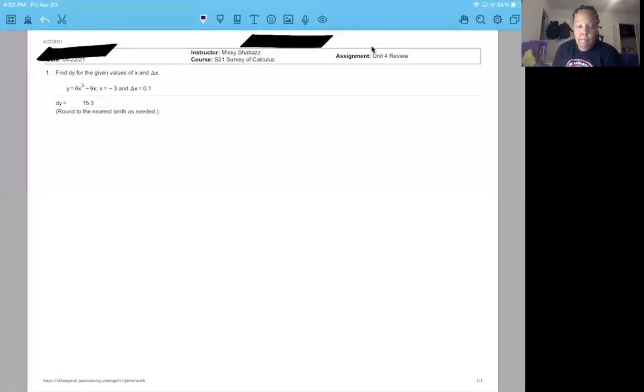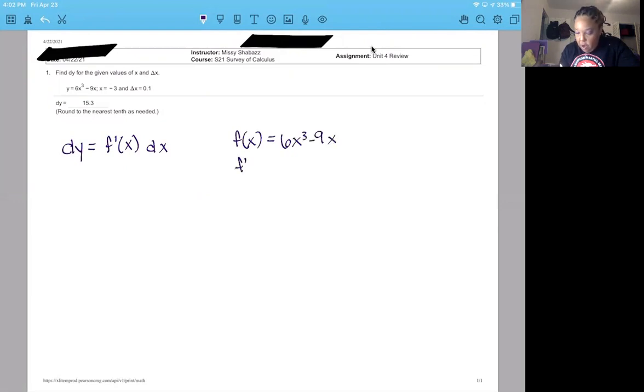All right, this is the review for Unit 4. Question number 1, find dy for the given values of x and dx. So the formula for dy is f prime of x dx. All right, so since f of x is equal to 6x cubed minus 9x, f prime of x is 18x squared minus 9.